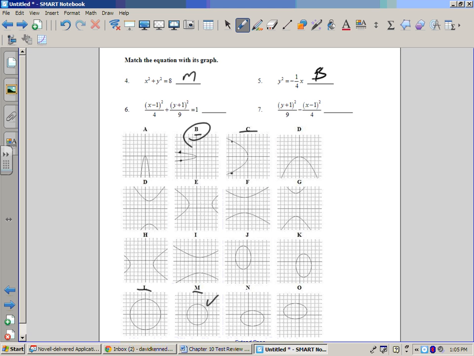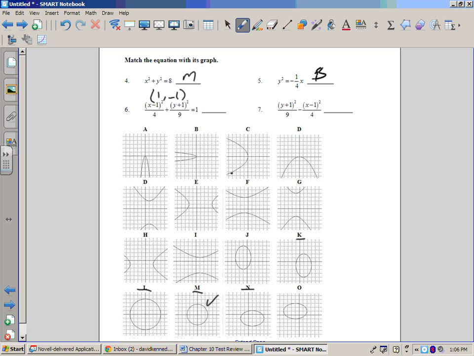Number 6 has an x squared and a y squared term, with a plus between the two, so I'm looking at an ellipse whose center is 1, negative 1. So let's find some ellipses whose center is 1, negative 1. Here's an ellipse whose center is 1, negative 1. Here's an ellipse whose center is 1, negative 1. That's all I see. Well, let's see.